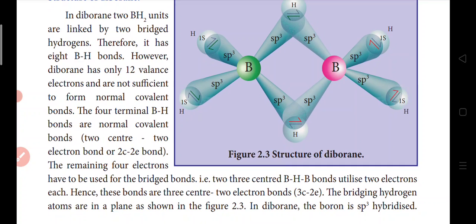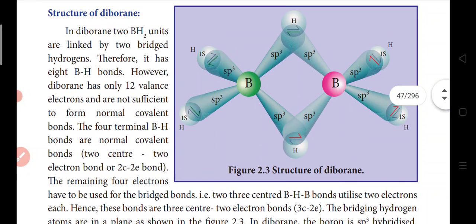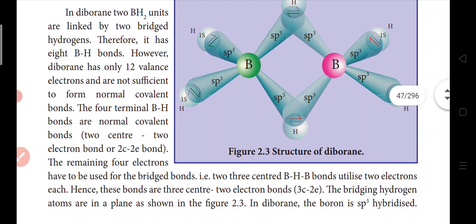So that is why there is a bridge in the middle for us, which means they are 3 center BHB. So here, the 4 terminal BH are 2 center. Here it is BHB, 3 centered. So BHB is what they call 3 centered. They utilize 2 electrons each. Hence these bonds are 3 centered 2 electron bonds. The bridging hydrogen atoms are in plane, that is, all are on the plane. In diborane the boron is sp3 hybridized.